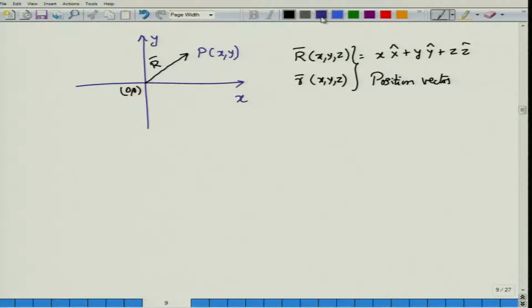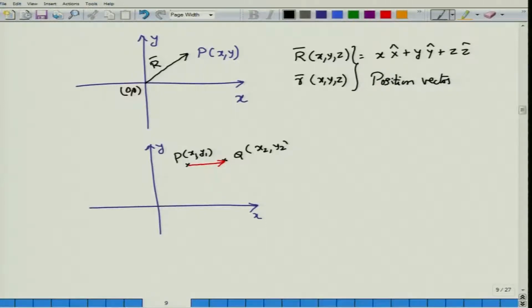I also must distinguish another concept with you. Suppose I have, again in the two-dimensional case, 2 points. Let us call this point as point P and call this point as point Q. Now I can have a vector whose tail is at point P and whose head is at Q, that is, it is originating at point P and going to Q. Let us say P is described by x1 and y1 coordinates, Q is described by x2 and y2 coordinates. Then how can we describe this red color line which is actually a vector from point P to point Q?